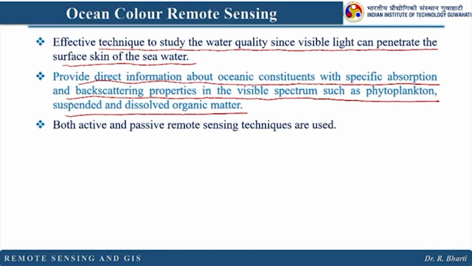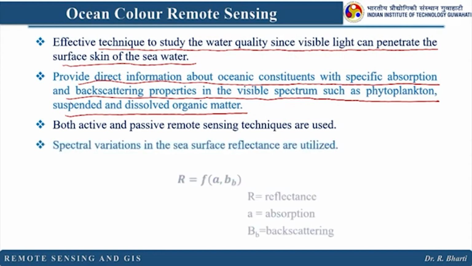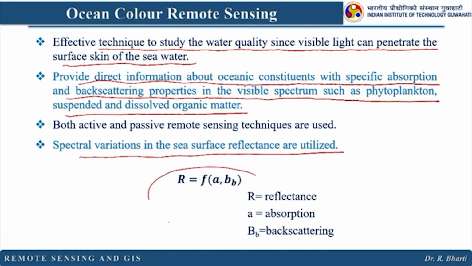Both active and passive remote sensing techniques can be used here, because for different types of application you need either active or passive, and what resolution you want decides the active or passive remote sensing data. So spectral variation in the sea surface reflectance is utilized using this particular concept, where reflectance is equal to a function of absorption and backscattering, right?